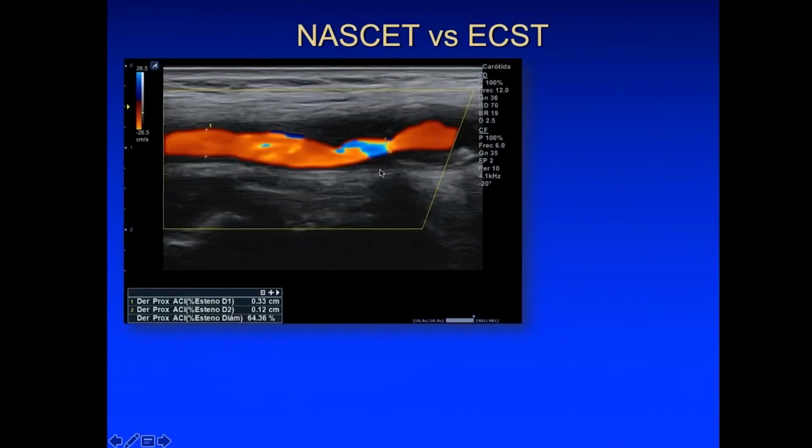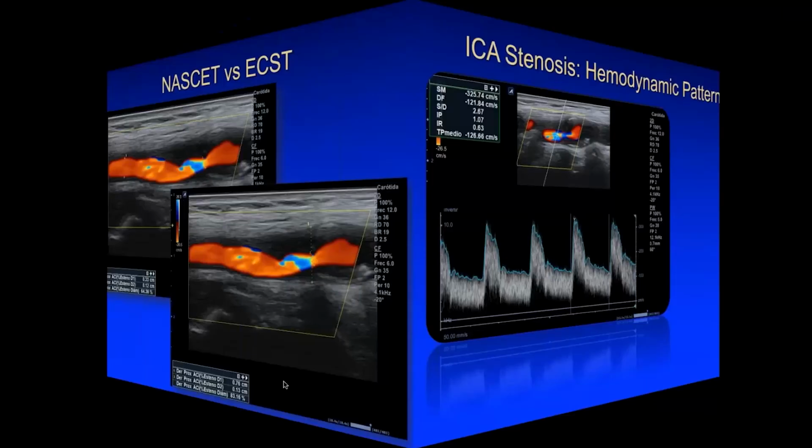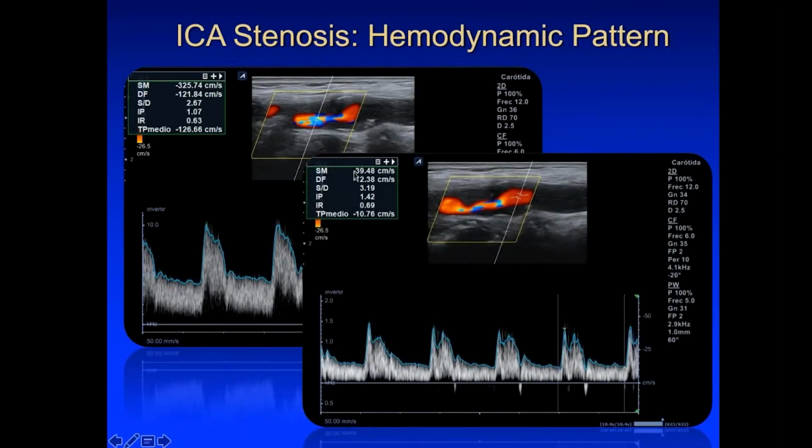And let's go back to the same image. Now we are using NASCET, the position of the calipers, and the computer says that we have 64% of stenosis. The same image, but now the calipers are placed the European way, and here the system says that we have 83%, which is the real stenosis. So we have to go to Doppler to see the hemodynamic pattern, and we can see the velocity is 325 over 230, and the velocity previous to stenosis is 39. If we do the calculation of the ICA-CCA ratio, it is 8.3, more than 4.